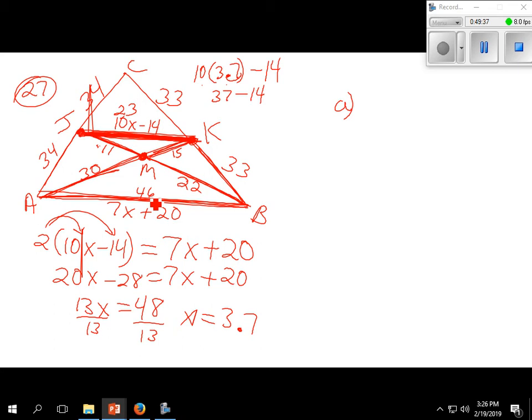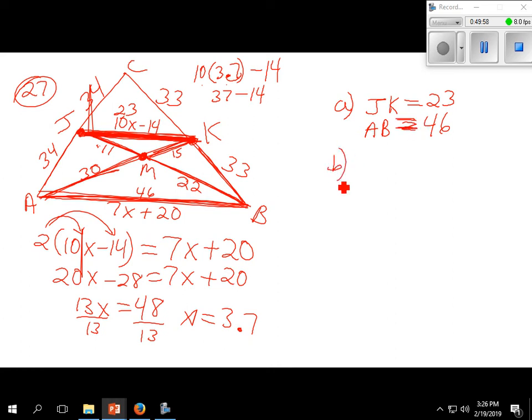So if I go to A, it says find JK and AB again. JK, AB. I think I've found all this stuff. JK this time we said is 23. AB is this bottom segment down here, which is 46. That's supposed to be an equal sign there.